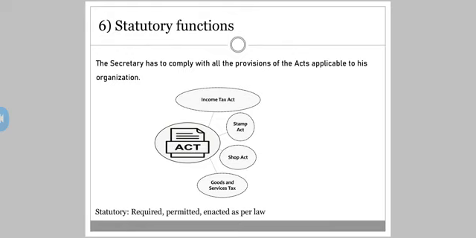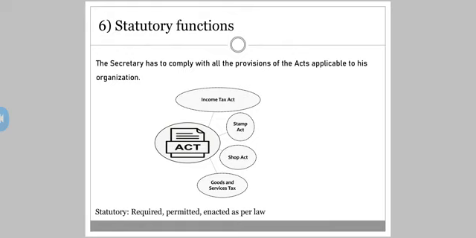That means whatever the rules and regulations that have been given by the Companies Act or by the government or by the law, the secretary is supposed to follow all those acts. These acts come under the function as statutory functions. Now the secretary has to comply with. Comply with means to obey the guidelines or regulations, or to agree to something.